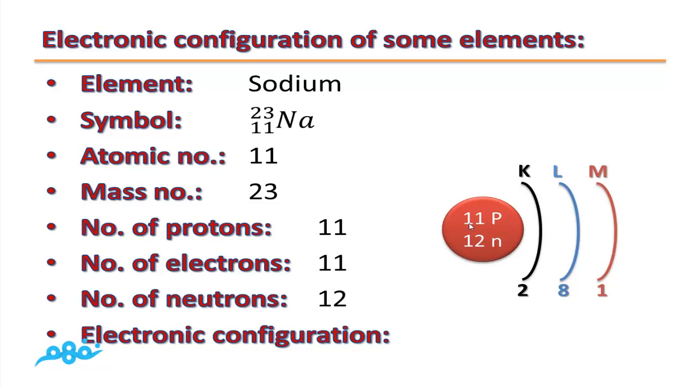Electronic configuration for the sodium atom. The sodium nucleus contains 11 protons, 12 neutrons, and the sodium atom contains 11 electrons, which are distributed in 3 energy levels. The first energy level K will take only 2 electrons. We have 9 more electrons. We will put only 8 electrons inside L. So we have another electron. We will put it in the third energy level M. So the electronic configuration for the sodium atom is K contains 2 electrons, L contains 8 electrons, M contains only 1 electron.